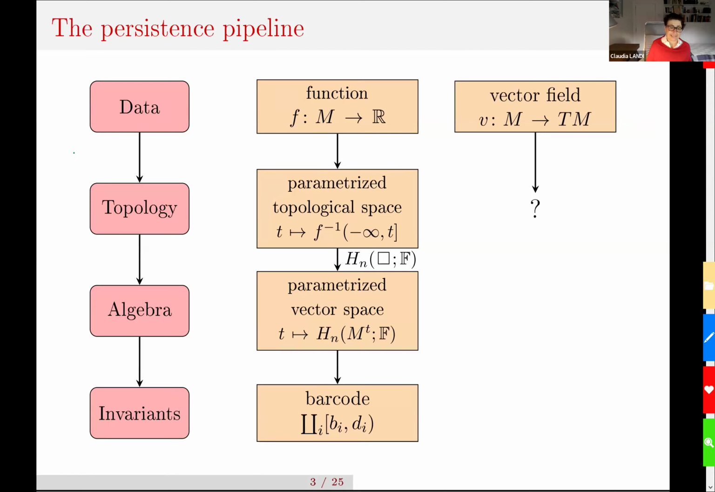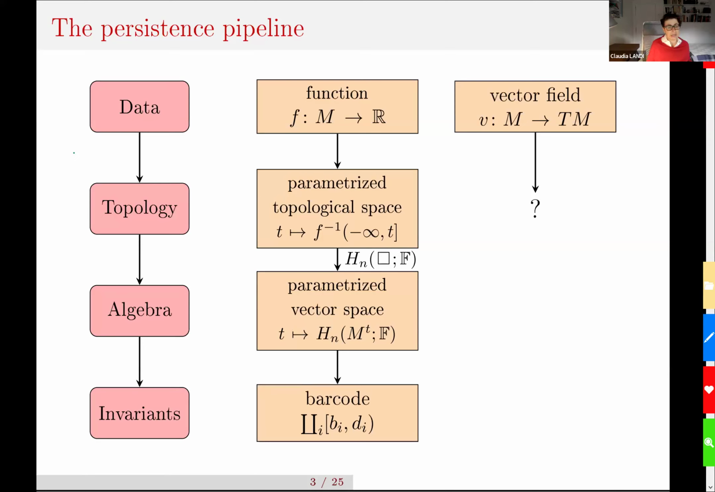The data is not a sample of the manifold M. We don't want to study the shape of the manifold M, but we want to summarize the function defined on this manifold with values in R. For example, the function is the data. It can be a measurement on the manifold.